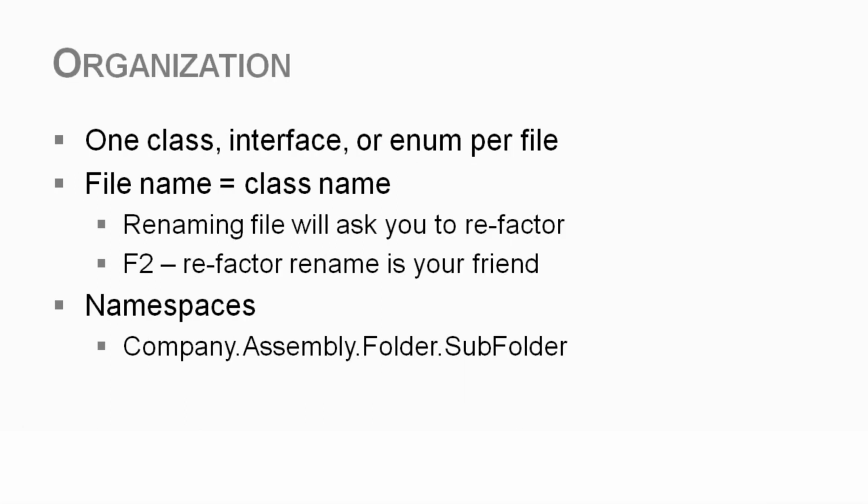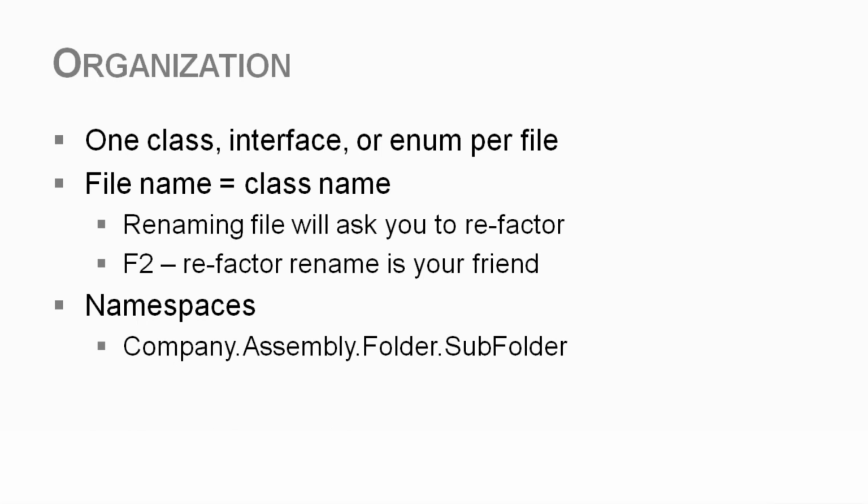For organization, put only one class or interface or enum in a file. Try to avoid putting multiple classes in a single file. It makes things confusing for other people when they try to find a class definition. And it's really good if the file name is actually equal to the class name. If you need to rename the class, you can rename the file, and Visual Studio will ask you if you want to refactor and rename that class name throughout the solution. Also, F2 will do a refactor rename, and that's your friend as well, because it will take care of all the references.